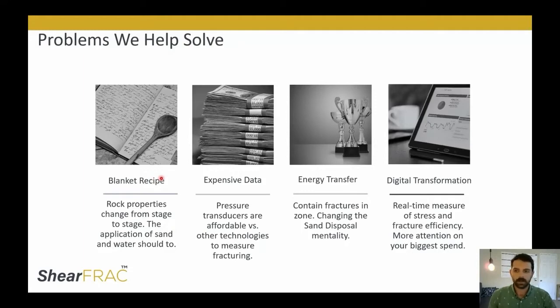Well, some of the problems we tried to solve, as you'll see, we start with a typical recipe and react to measurements and refine each stage. This technology is extremely cost effective. We're just using the data that's already been produced. And while other technologies, microseismic, fiber optics, are super valuable, they're just not realistic to have on every single well.